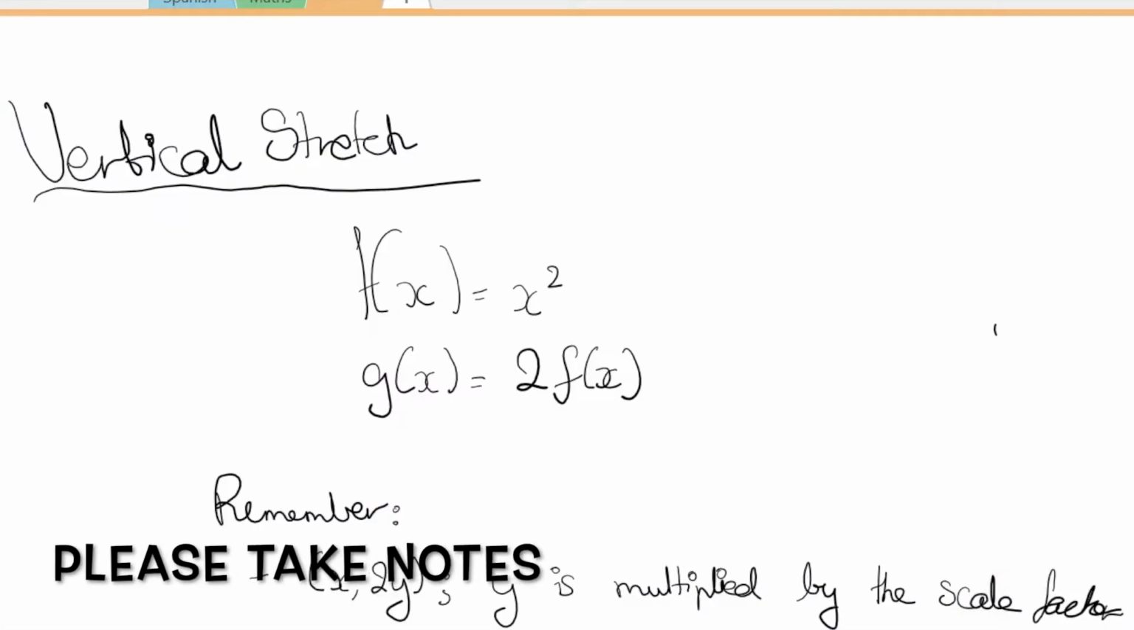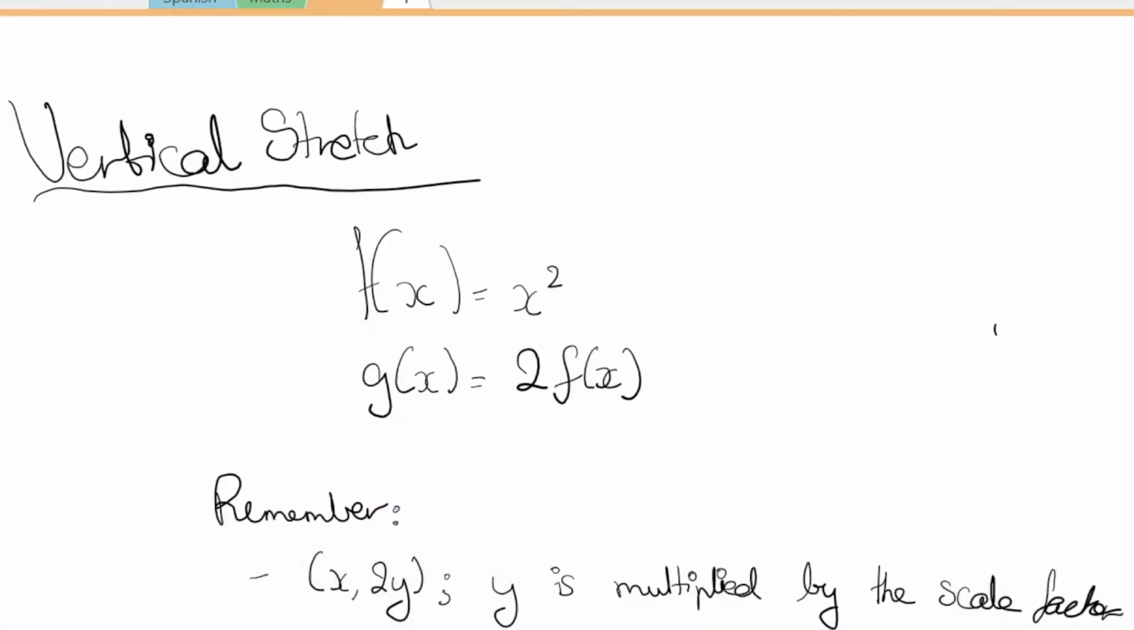Now let's move on to dilation. There are two types of dilation: vertical stretch and horizontal stretch. Let's first deal with vertical stretch. Vertical stretch is written as f of x is equal to x squared, so then g of x will be 2f of x, 2 being outside the brackets.